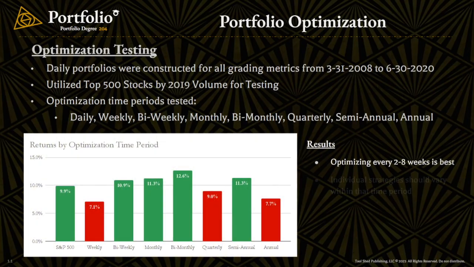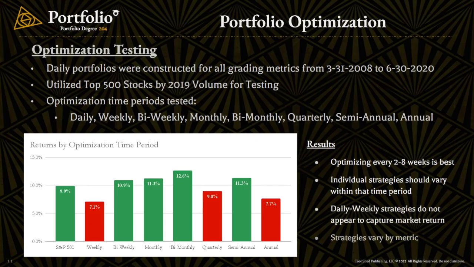The timing of optimizations that we tested were weekly, bi-weekly, monthly, bi-monthly or every 2 months, quarterly, which is every 3 months, semi-annually or every 6 months, and then annually. Using those time periods, we built test portfolios and compared that to the average return for the S&P 500 over the same time period. And what we found was that weekly, quarterly, and annual did not perform up to the level of the S&P 500, meaning that you could invest in an index fund and produce a better return than what you would get if you were trading your own stocks on a weekly, quarterly, or annual basis.